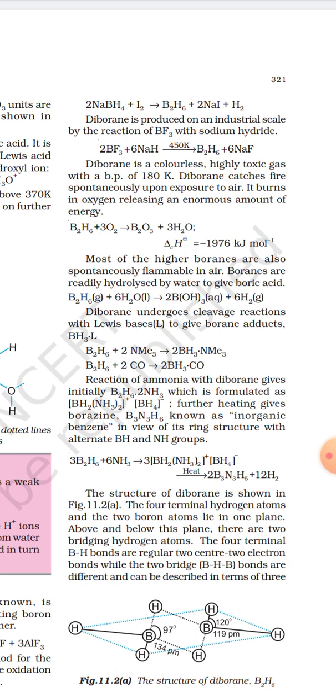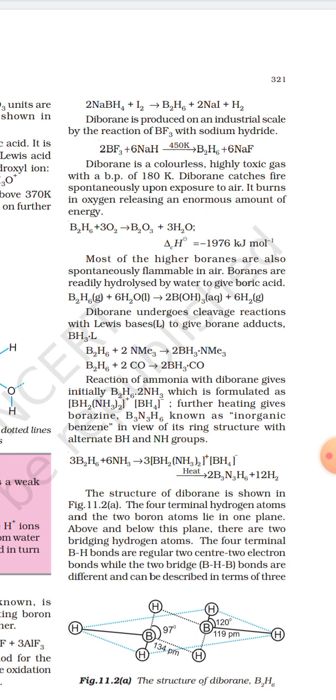Diborane undergoes cleavage reactions with Lewis bases to give borane adducts. Reaction of ammonia with diborane gives initially an adduct, and further heating gives borazine. Borazine is known as inorganic benzene in view of its ring structure with alternate BH and NH groups.